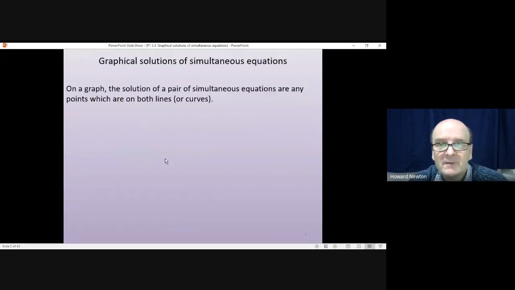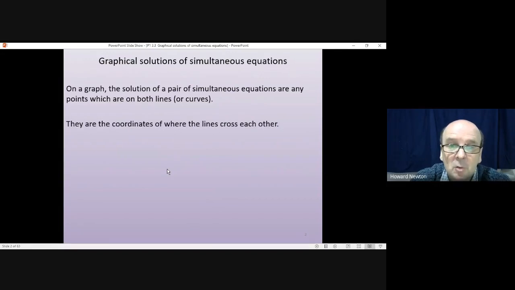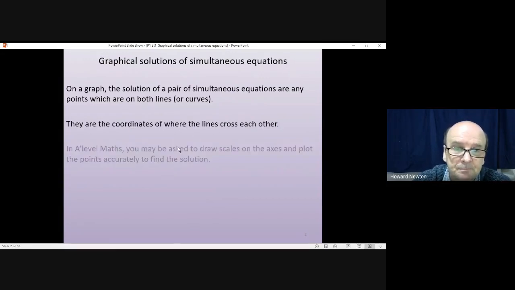Now, on a graph, if you solve a pair of simultaneous equations algebraically, those solutions relate to the points which are on both lines or on both curves. They'll be the coordinates of where the lines cross each other, where they meet.